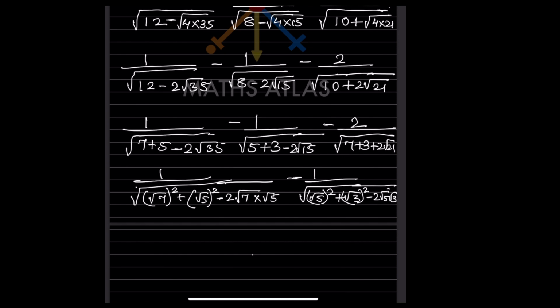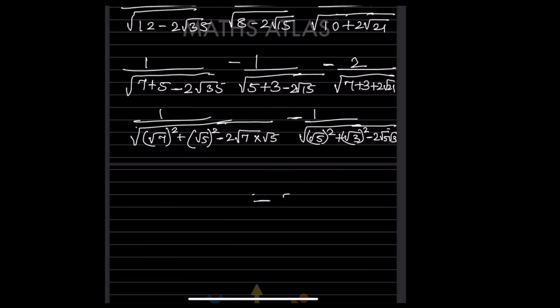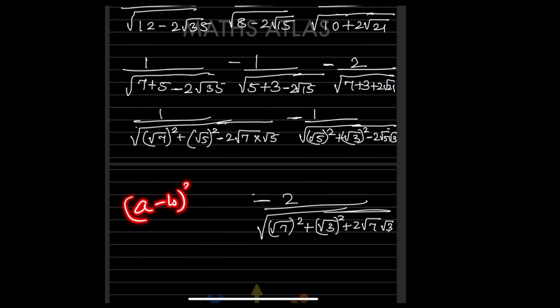So now for this part, because I'm short of space, I'll write this down. Here, minus 2 divided by root of 7 square plus root of 3 square plus 2 root of 7 into root of 3, that is root of 21. So now why did we write this one? Because we know a minus b whole bracket square will be a square minus 2ab plus b square.